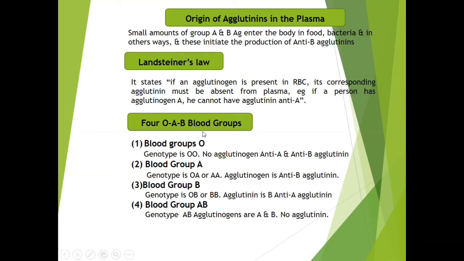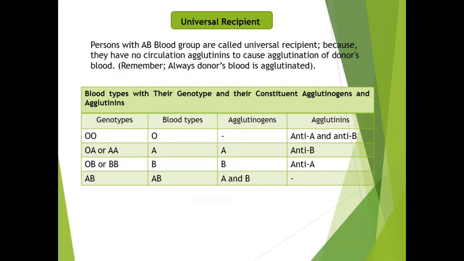Universal recipient. What is the concept of universal recipient? A universal recipient is a person with AB blood group. Because in AB blood group, no agglutinins are present in the person's blood, when a foreign antigen enters the blood, it may not initiate an immune response. So no agglutination occurs, and no hemolysis of the RBCs occurs. That's why the person can receive blood from any blood type.